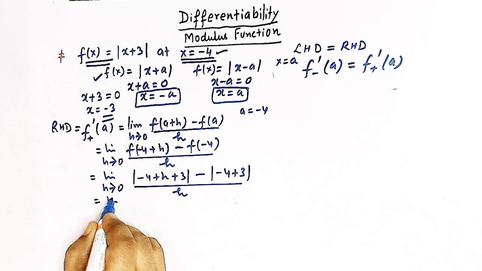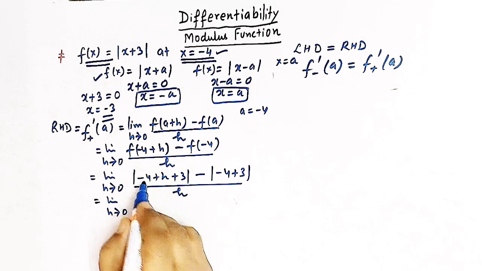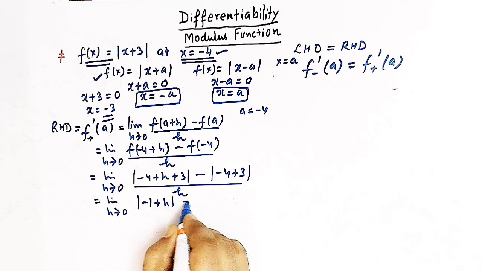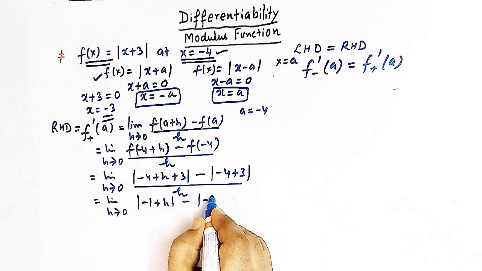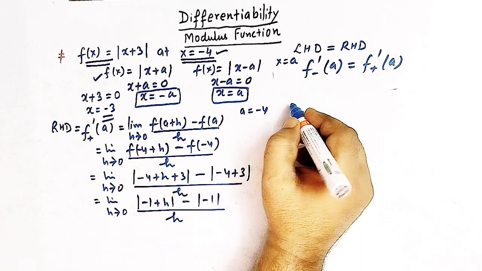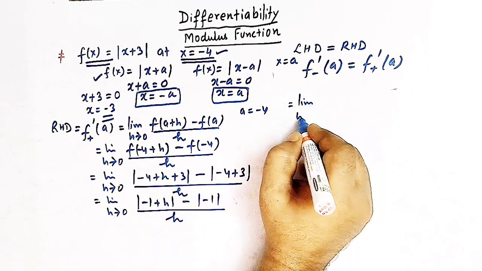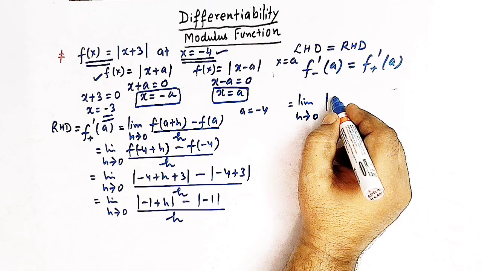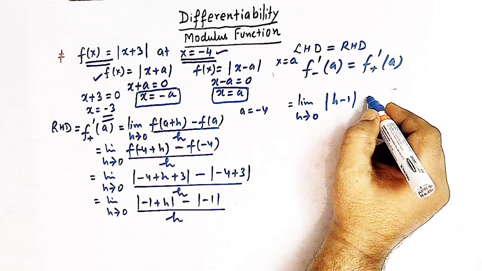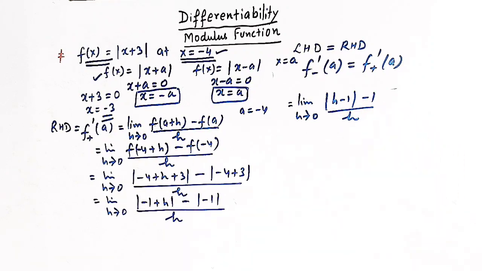So now this is limit h tends to 0 of mod of, 3 minus 4 is minus 1, plus h, then minus mod of minus 1, divided by h. Now we can rewrite this expression as limit h tends to 0 of mod of h minus 1, and mod of minus 1 is plus 1, so we have simply 1 here, divided by h.